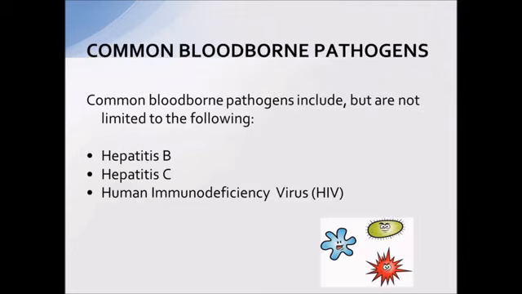So there are many bloodborne organisms out there, and as we all know, there are many hepatitis strains out there, but the three that we are most concerned about with this presentation for you to learn about every year in the school setting are hepatitis B, hepatitis C, and HIV. So those are the three that we will be covering today in this presentation.